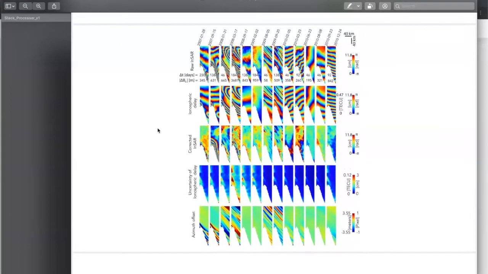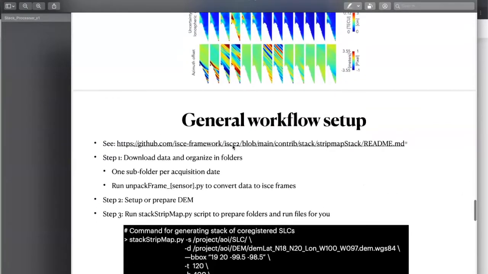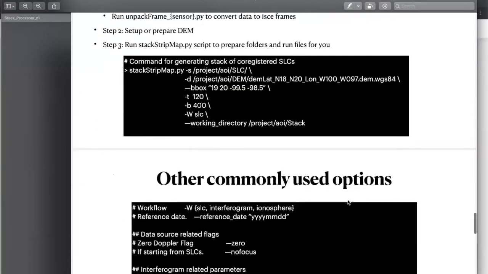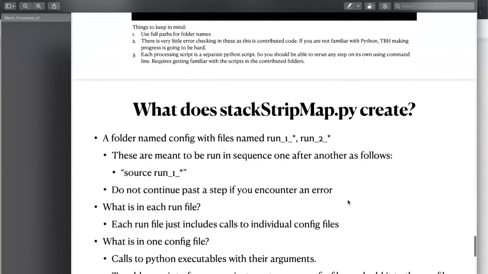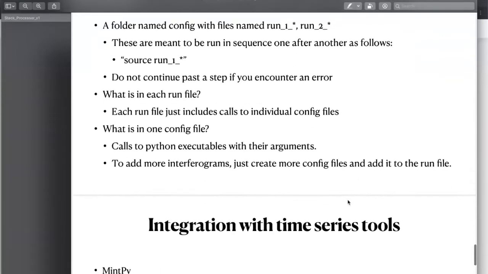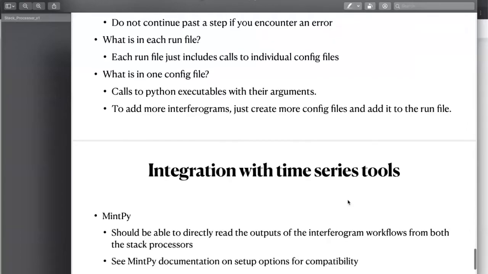Yeah, so that's all I had on the stack processor. I would say read through the README files. They should have step-by-step instructions. And you'll see that these Python scripts are fairly short. They essentially read input folder names, input parameters, then they call one ISCE module, they run it, and then they save the outputs. So if you are familiar with Python, these will be really easy to work with.